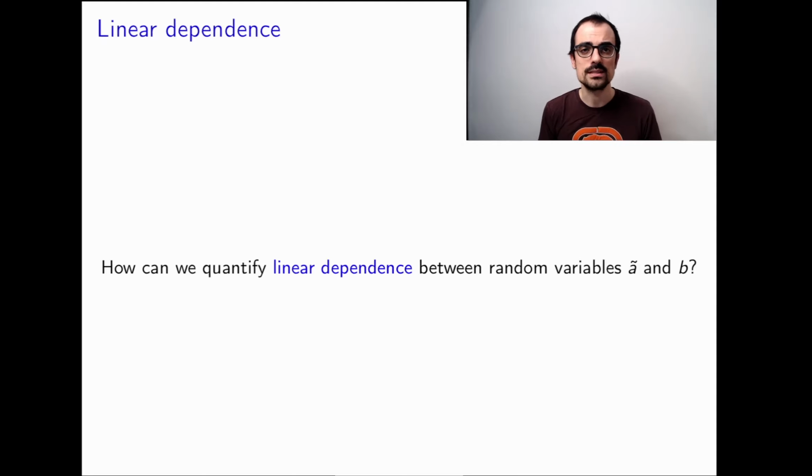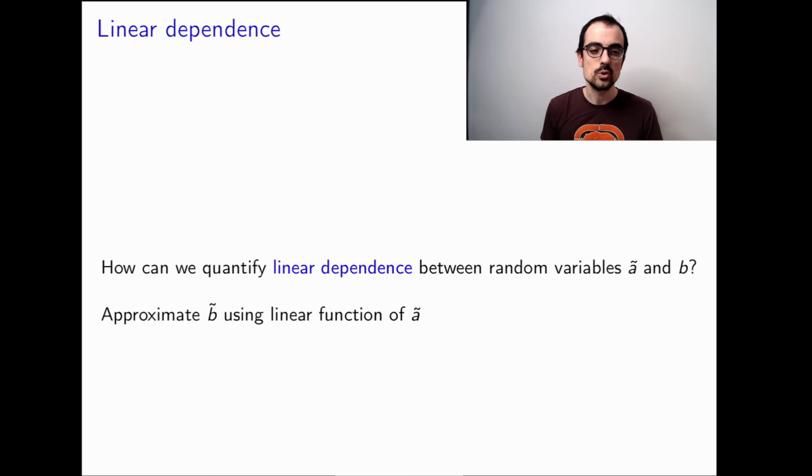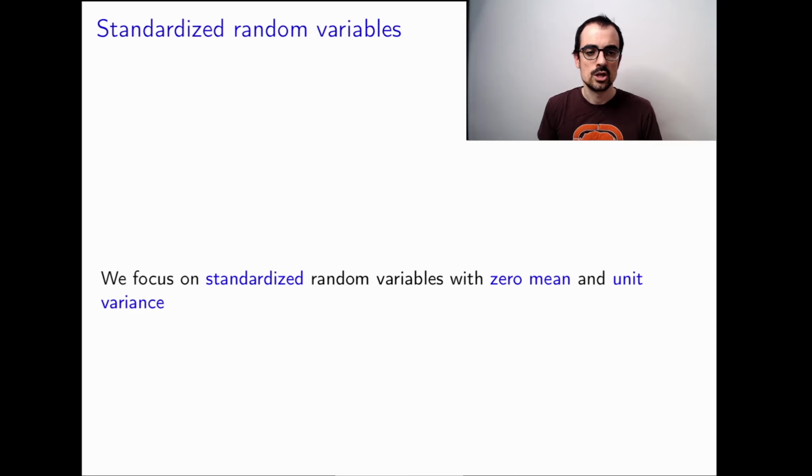Okay, so how can we quantify the linear dependence between two random variables A and B? What we're going to do is determine to what extent we can approximate B using a linear function of A. We're going to focus on standardized random variables that have zero mean and unit variance, but later on we will see how our results generalize to other random variables.